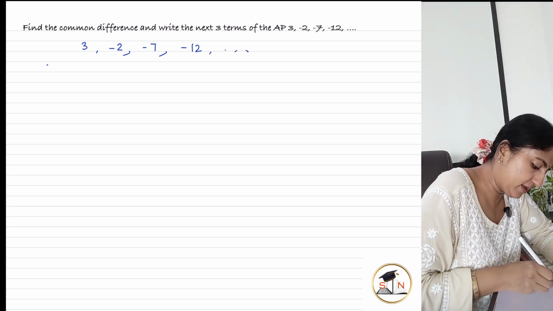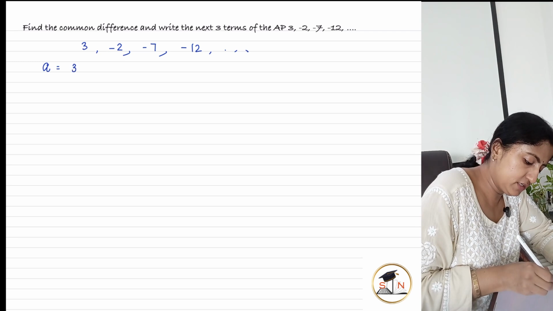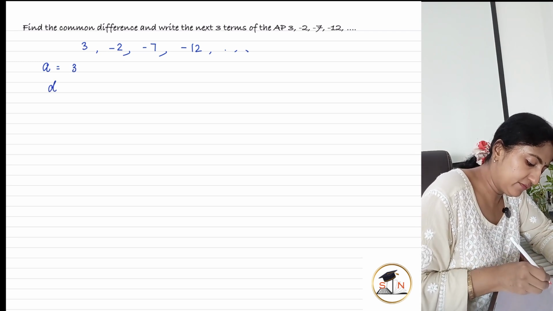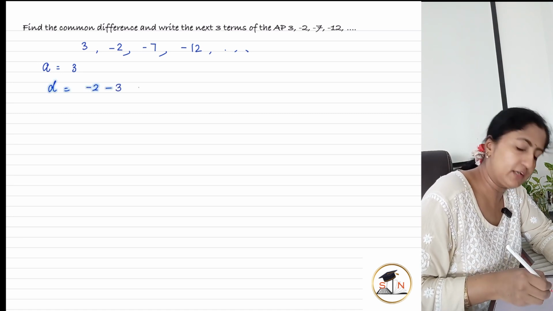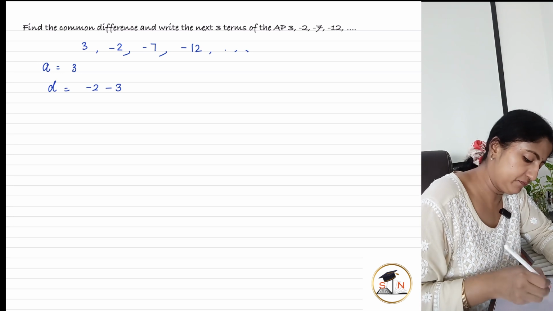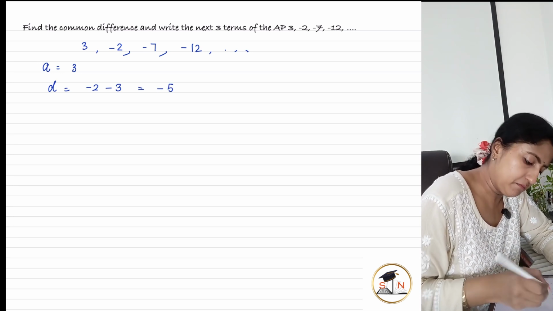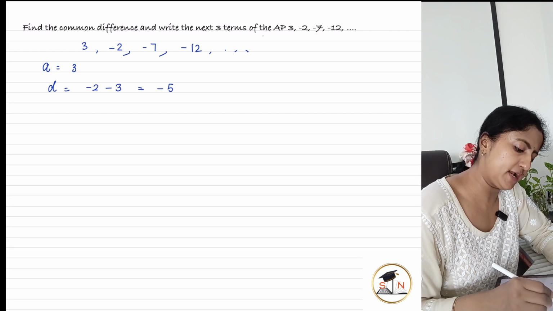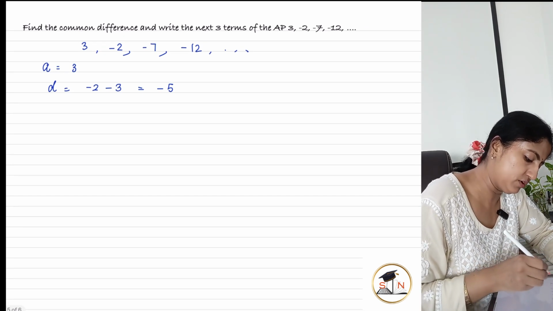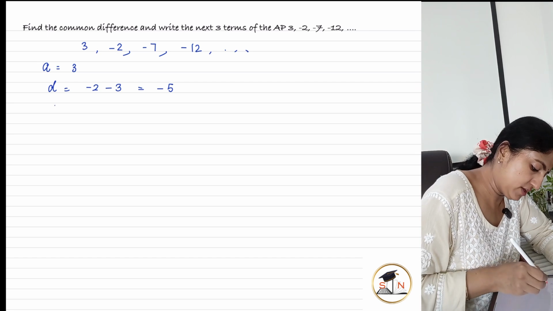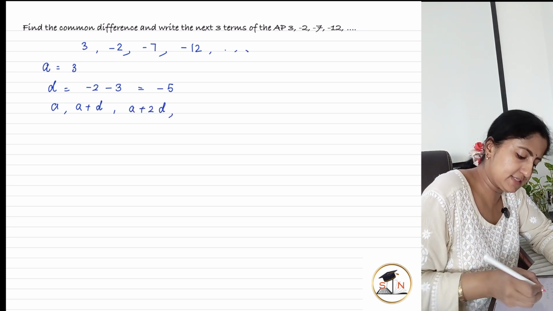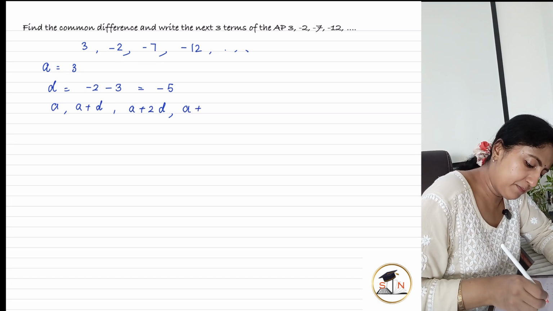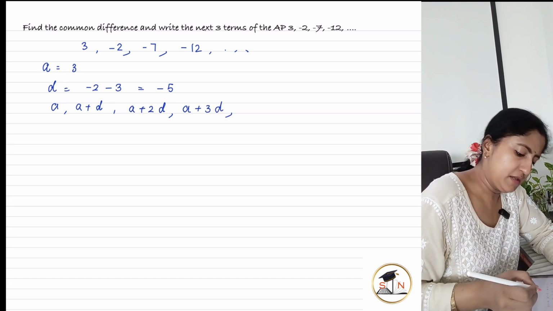So first of all, what is your A? What is your first term? That is 3. Now, let's find out D. D is minus 2 minus 3. I told you, second term minus the first term. So this comes out to be minus 5. Okay. Now we are supposed to write the next 3 terms. As I told, the first term was A. So A plus D is given to us as minus 2. A plus 2D is given to us as minus 7. A plus 3D is minus 12.